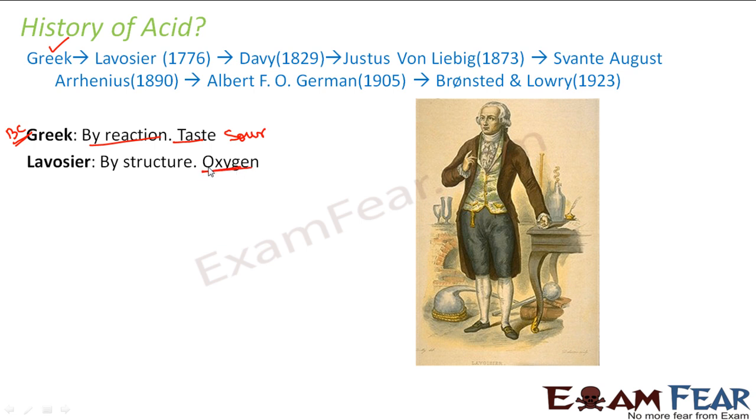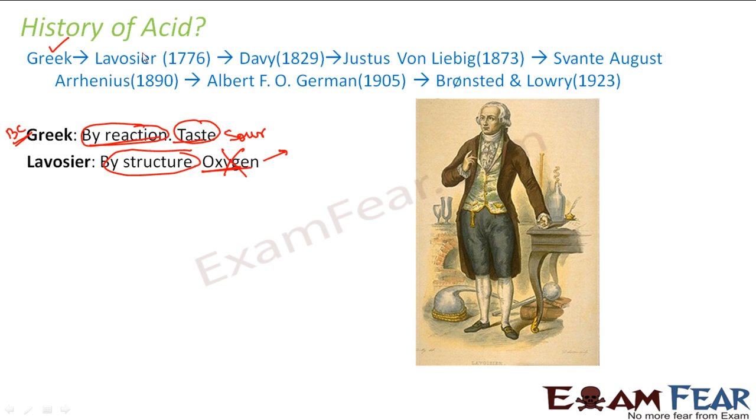Although his definition was wrong, the good part here was, till now we had been defining acid by reaction and taste, but this guy told, let me define by structure. He took some compounds which were acidic in nature, and all those 10 or 12 compounds had oxygen. So he concluded that oxygen is the one which is responsible for acidic nature, but he was wrong actually. But the good part for him was that he gave us an idea that, okay, we can define acid or base by structure also.